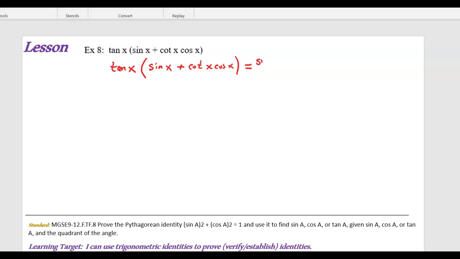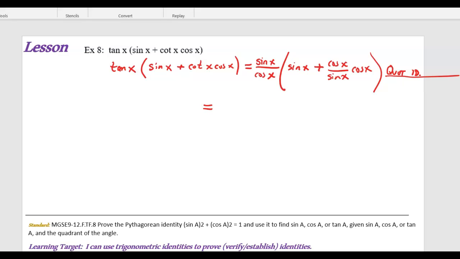Tangent of x is sine of x over cosine of x. Leave sine of x alone, plus cotangent of x is cosine of x over sine of x times cosine of x. So we used both of our quotient identities. Okay, now let's see what happens.